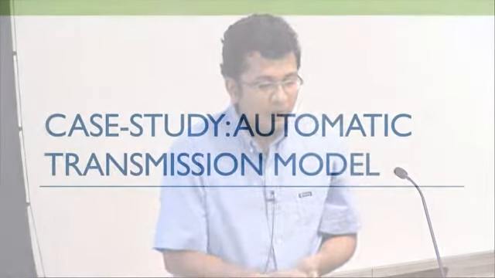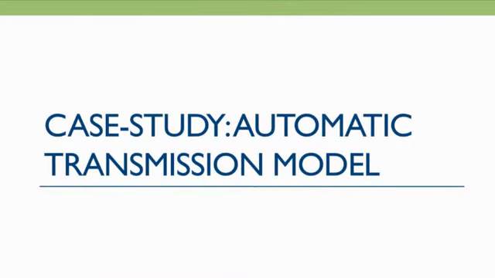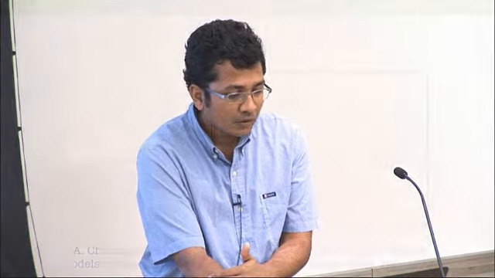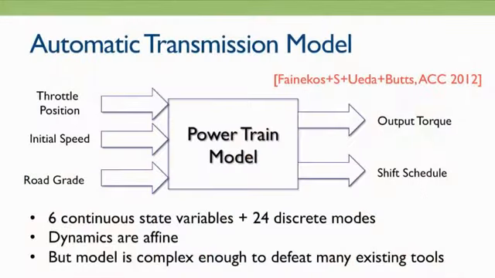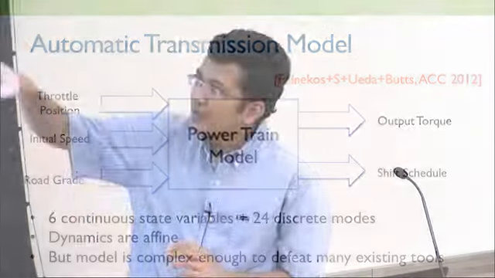Okay, so just to illustrate one case study where we got some good results. This is an automatic transmission model that was proposed by two researchers then at Ford Motor Company. Now Ken Butts is at Toyota, and he proposed this in a tech report as a challenge problem that people in the hybrid systems community should try and solve. This system models a powertrain, which roughly speaking takes the current throttle position, like where your accelerator pedal is pressed. You can think of it that way.